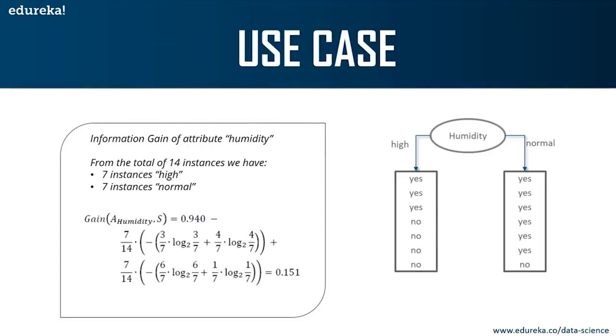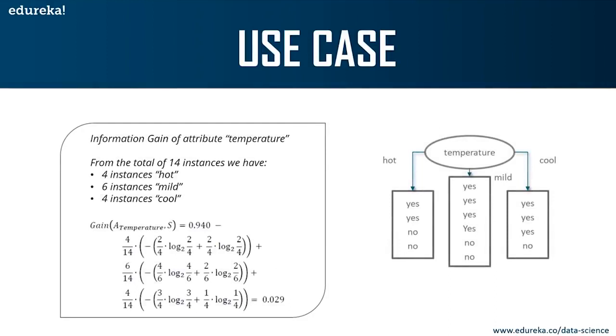Now let's look at the information gain of attribute temperature. So basically the temperature attribute can hold hot, mild, and cool. Under hot we have 2 instances which say yes and 2 instances for no. Under mild we have 4 instances of yes and 2 instances of no. And under cool we have 3 instances of yes and 1 instance of no. Now when you calculate the information gain for this attribute, you'll get a value of 0.029, which is again very less.